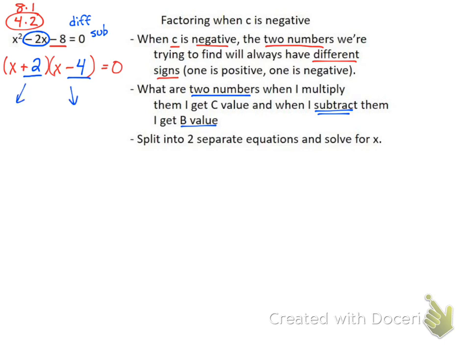Then I can split it off into two separate equations. Go x plus 2 is equal to 0, and x minus 4 is equal to 0. So I can subtract the 2 to the other side. x is equal to -2. Add the 4 to the other side, and x is equal to 4.